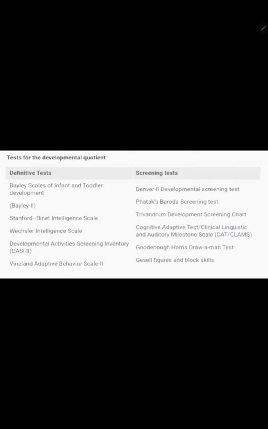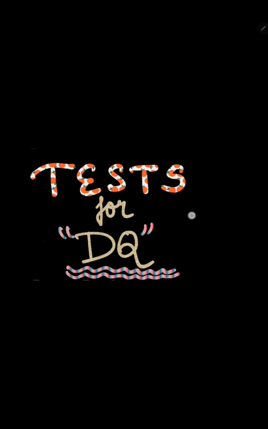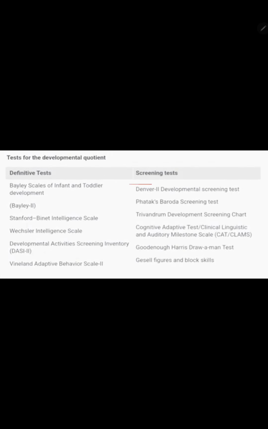Now we come to next, that is this Trivandrum development screening test, and we got this Baroda screening test. So these are few regional type of tests present at different places. But now we come to this CAT. So CAT is basically the equipments that are being used in the case of CAT. So what is CAT?